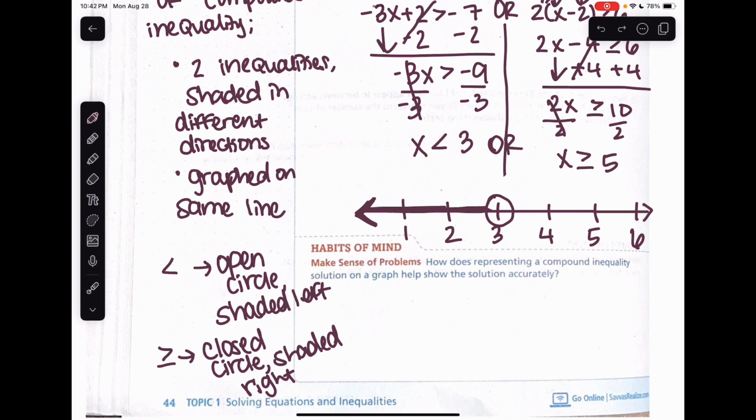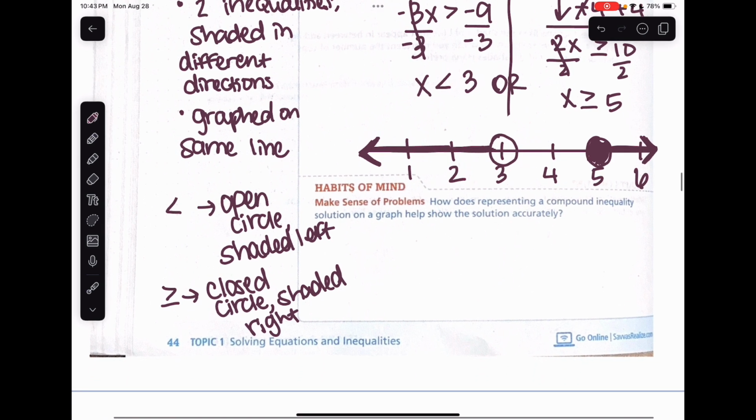All right, and the other way, I should have my 5, and I should have a closed circle. And it's going to be any value greater than 5. And I can see to the right of 5, I have 6, which is bigger than 5, so I should shade to the right side. Okay, so go ahead and fill that in on your paper, and you're done with this problem. Okay, so there is that example.